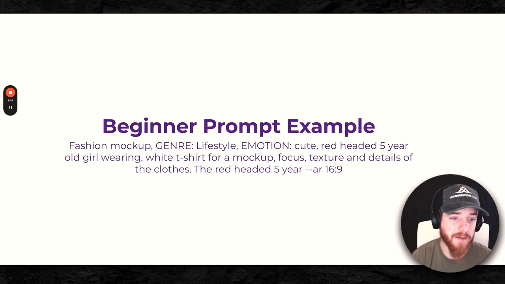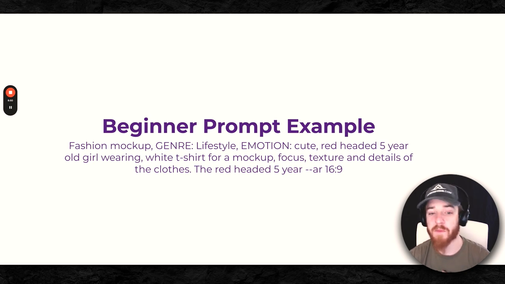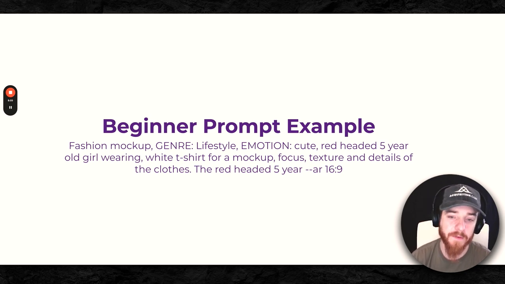So fashion mock-up, you want to start with that. You're going to have genre, lifestyle, emotion, cute redheaded 5-year-old girl. So it could be 10-year-old, 12-year-old, 30-year-old, 50-year-old, 60-year-old, right? Be a blonde. It doesn't have to be a redhead. It doesn't have to be a 5-year-old. You can change whatever you want in there. White t-shirt. It can be a black t-shirt, yellow t-shirt, green t-shirt, texture and details of the clothes, the redheaded 5-year-old. And then you have your aspect ratio of 16:9. This is an example of a beginner prompt.